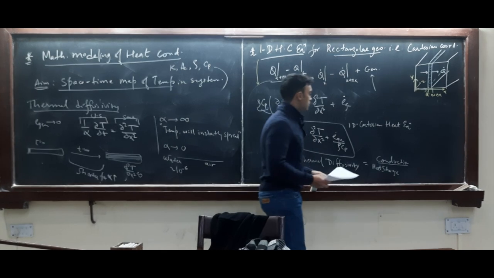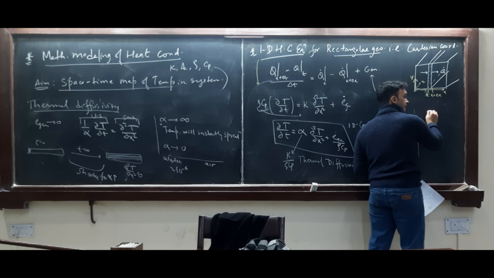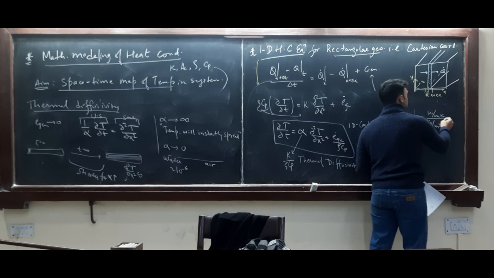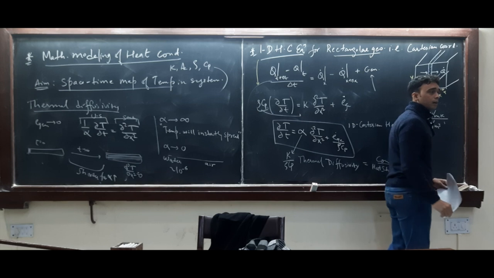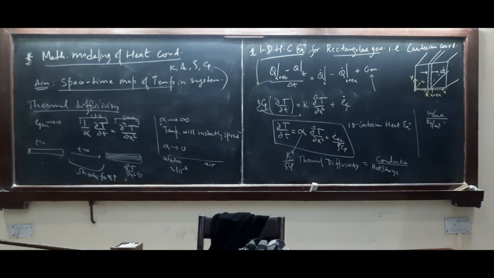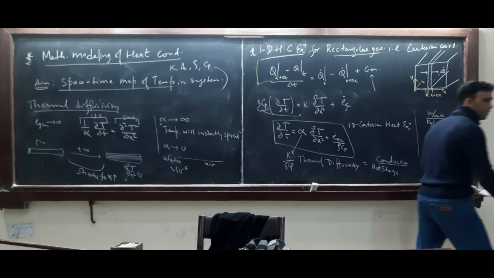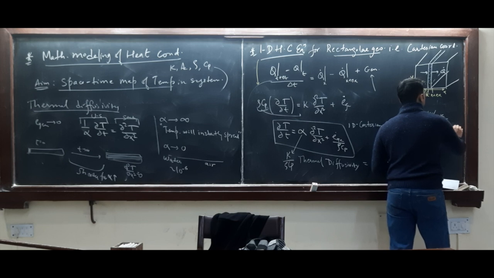K by rho Cp, let's calculate it. What is K? Watt per meter Kelvin. Divided by rho Cp. Rho is kg per meter cubed. Cp is, what is Cp? Joule per kg Kelvin.